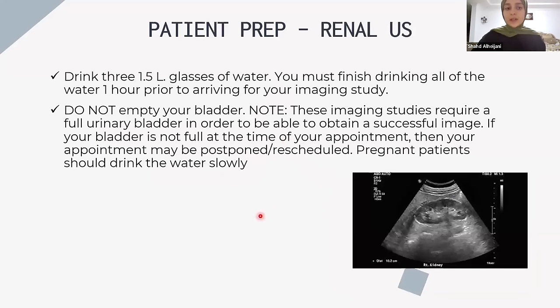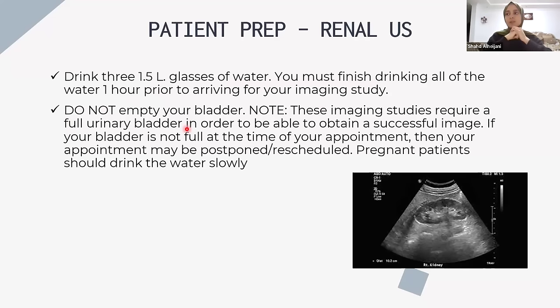Renal ultrasound. We talked about ultrasound previously, but now for the preparation, the patient should drink 1.5 liters of water, or glasses of water. You must finish drinking all of the water 1 hour prior to the examination, and you should not empty the bladder. Now, these images will require a full bladder.